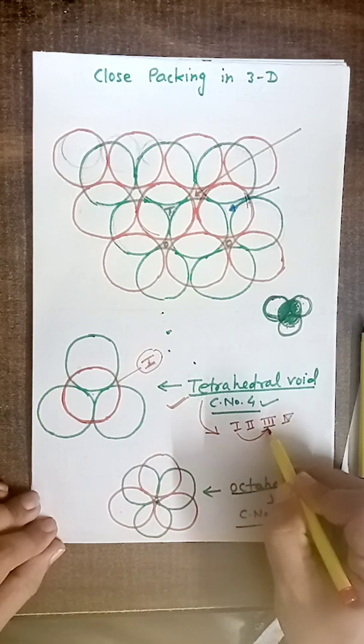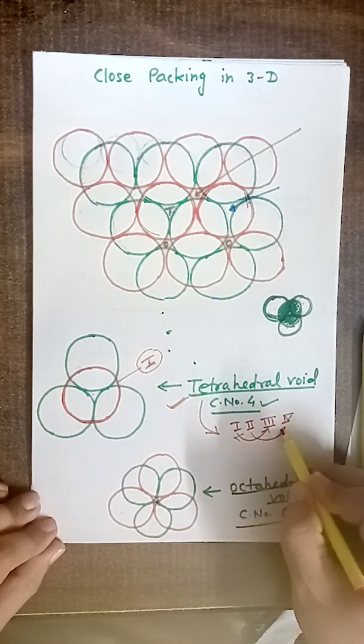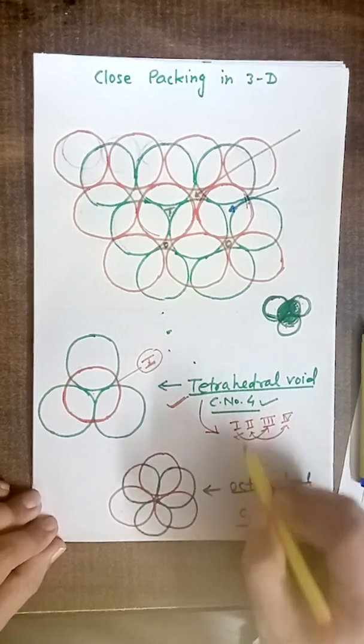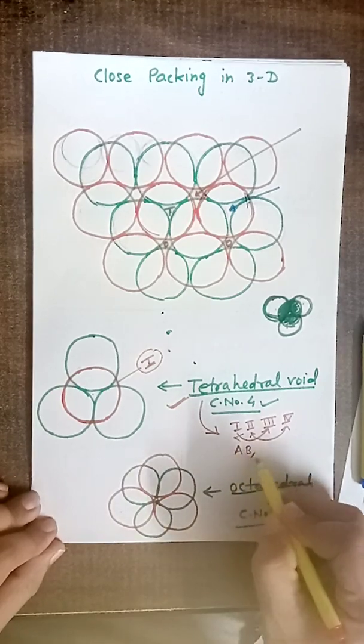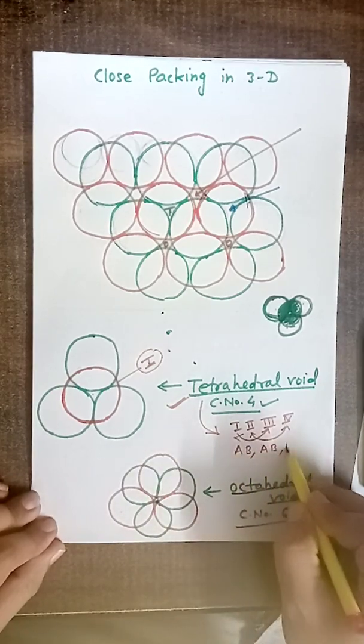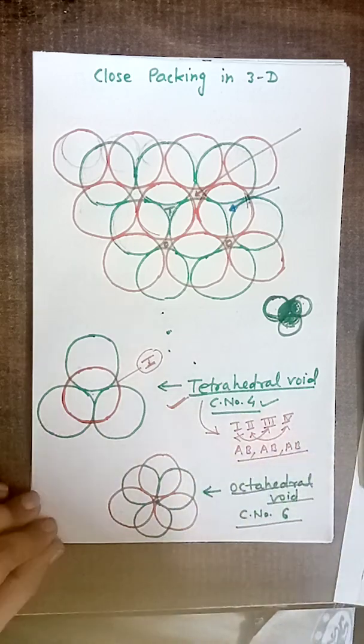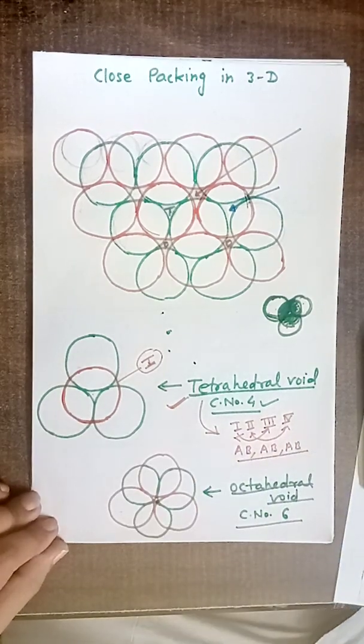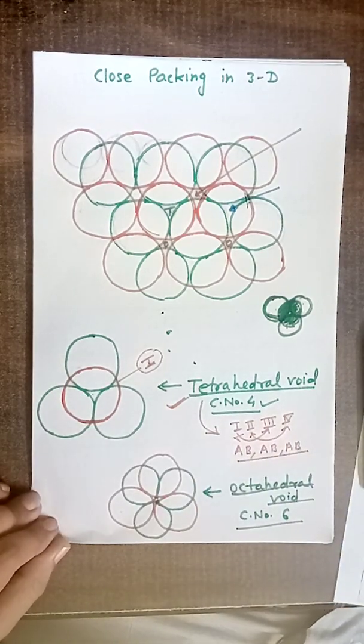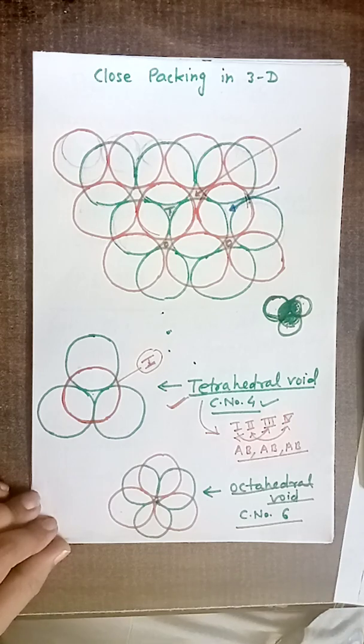As the first and third are identical, obviously the second and fourth are identical, so it has only two types of layer, and this is known as the AB AB AB pattern. So there are only two types of layer in case particles occupy tetrahedral voids.